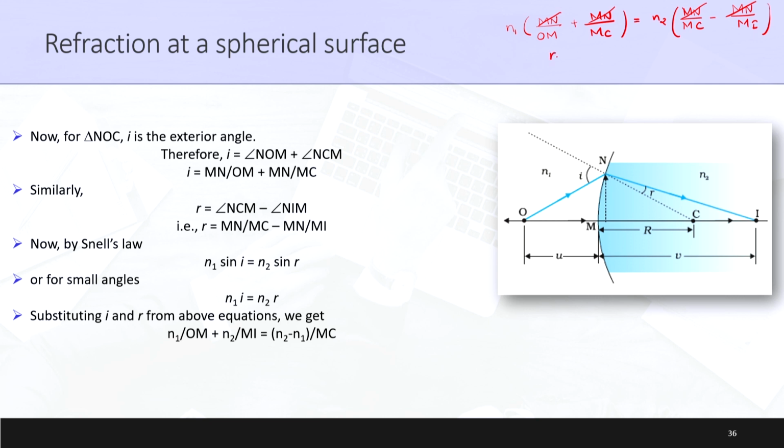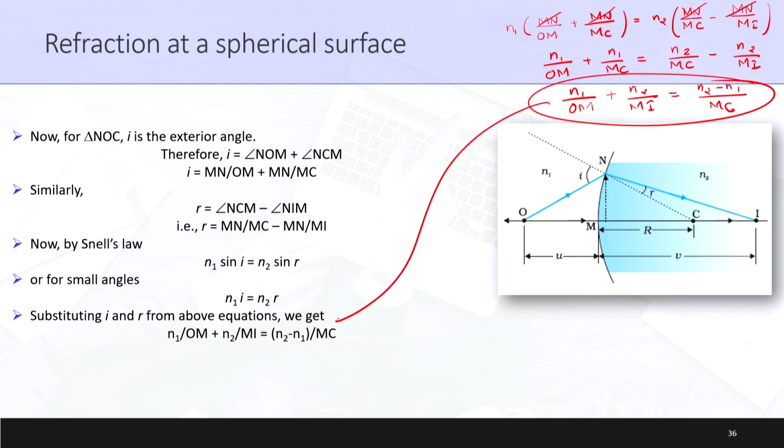Next thing is n1 upon OM plus n1 upon MC is equal to n2 upon MC minus n2 upon Mi. Now, some mathematical rearrangement gives you n1 upon OM plus n2 upon Mi equal to n2 minus n1 upon MC. So, this is the same equation which is being derived here.